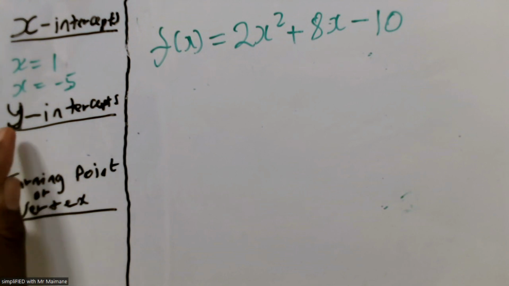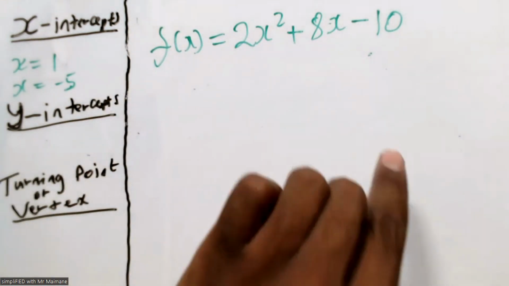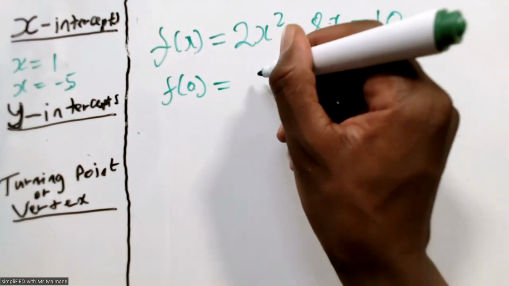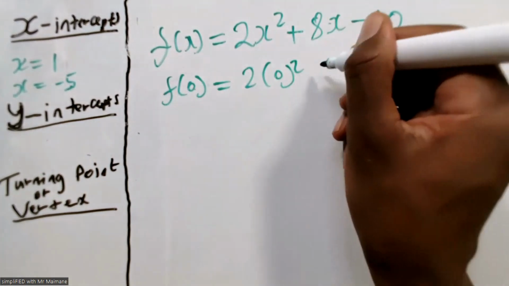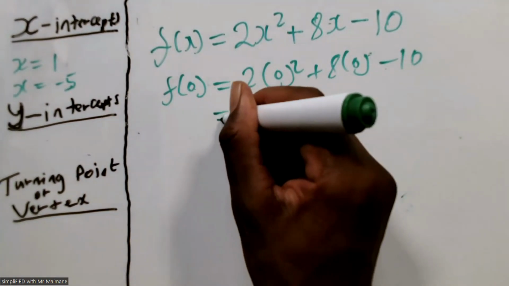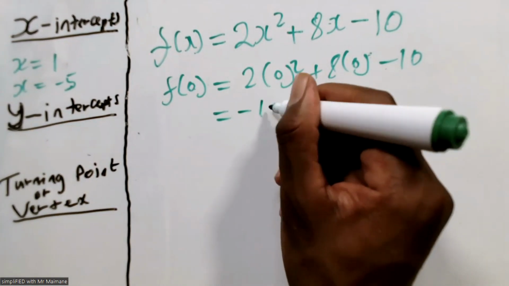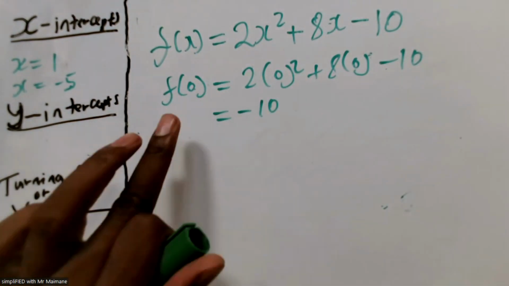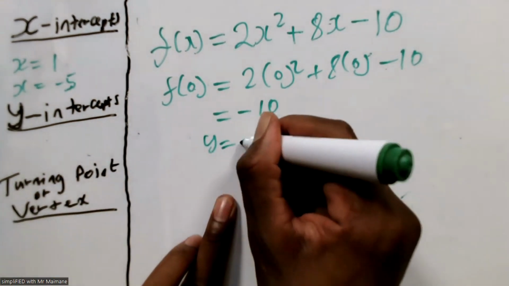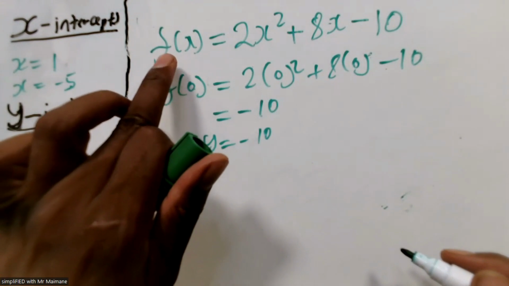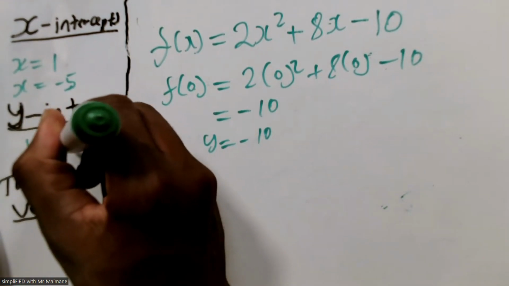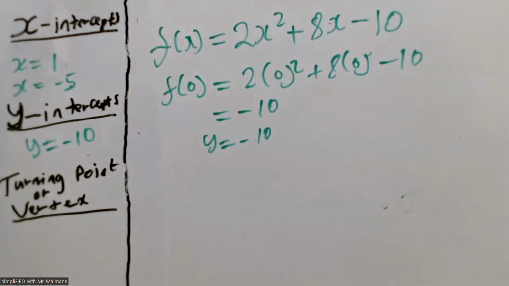Now for the y-intercept, I will let x be 0 in order to find the y-intercept, meaning I'm going to find f of 0. f of 0 is 2 times 0 squared plus 8 times 0 minus 10. Therefore, this is going to be minus 10. So f of 0 is minus 10, meaning the value for y is equal to minus 10, because I did say f of x is the same as y. So y is minus 10.